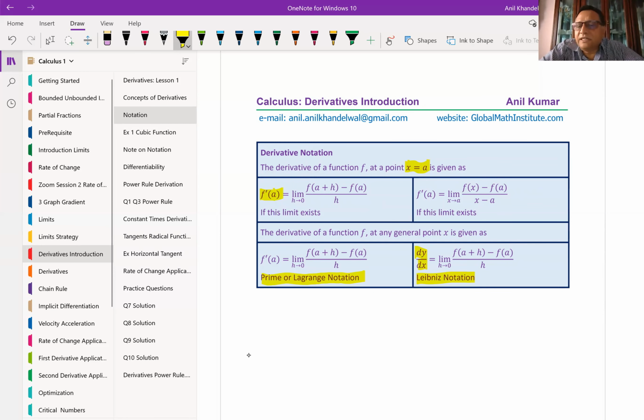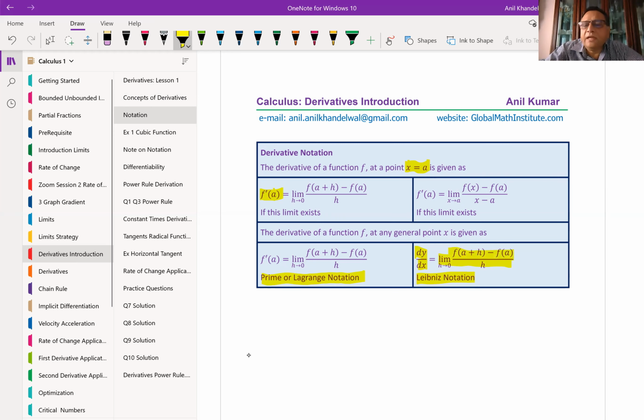Strictly speaking, it is d dx of y, d dx of the function f of x. So d over dx, we say d dx or we say dy dx. These are the two notations which we are going to use in our discussions on derivatives. The right-hand side, again, is the same thing.